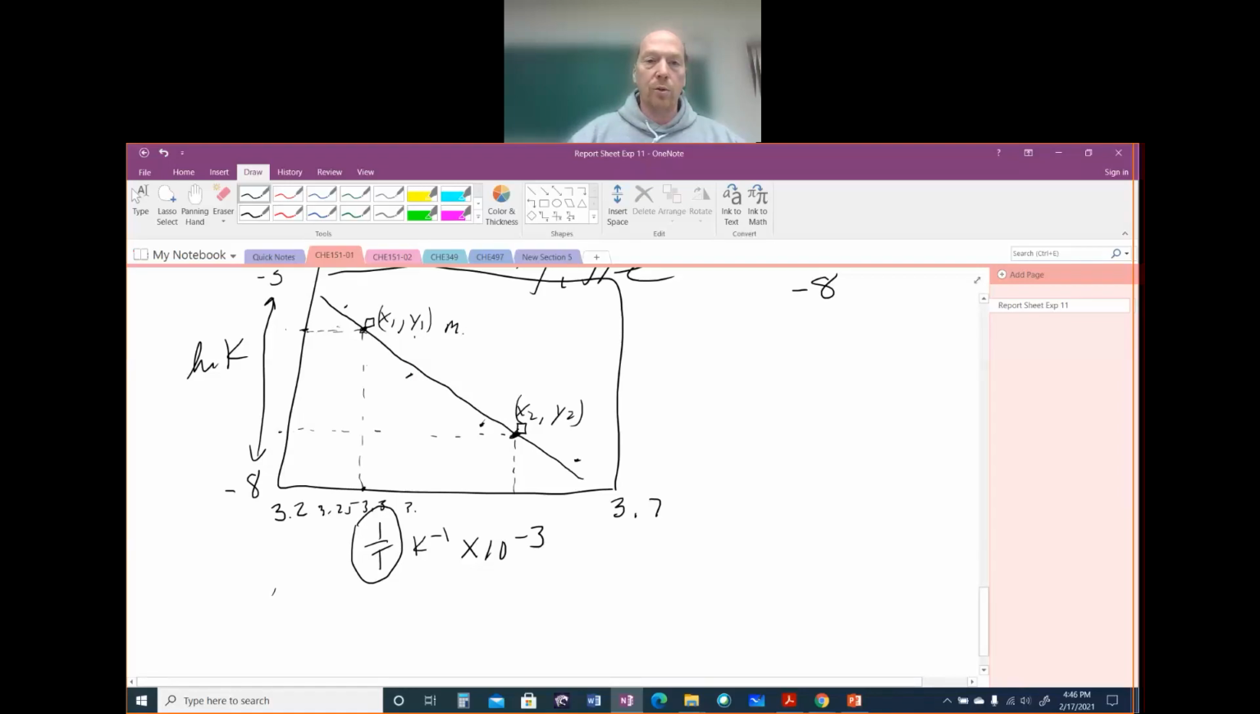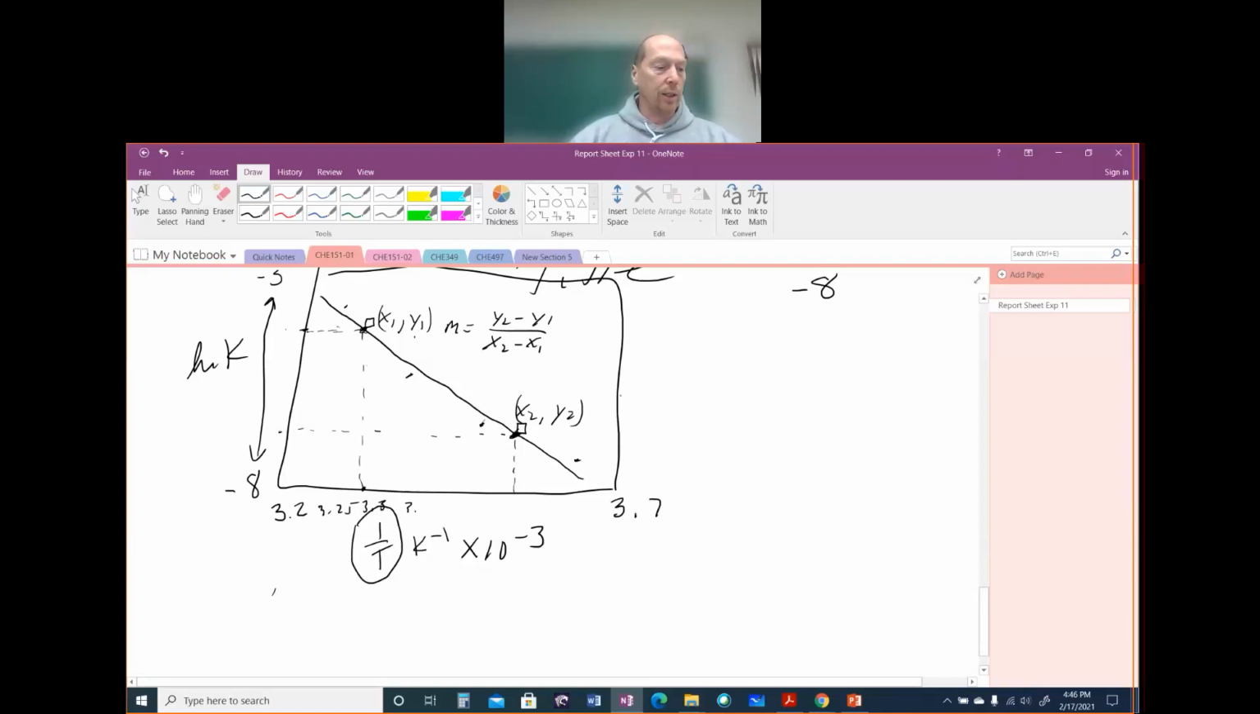So the slope is the rise, so y2 minus y1 over the run, x2 minus x1. So that's how you get your slope. You simply take your points, you subtract your y's, you subtract your x's, and now you have your slope.